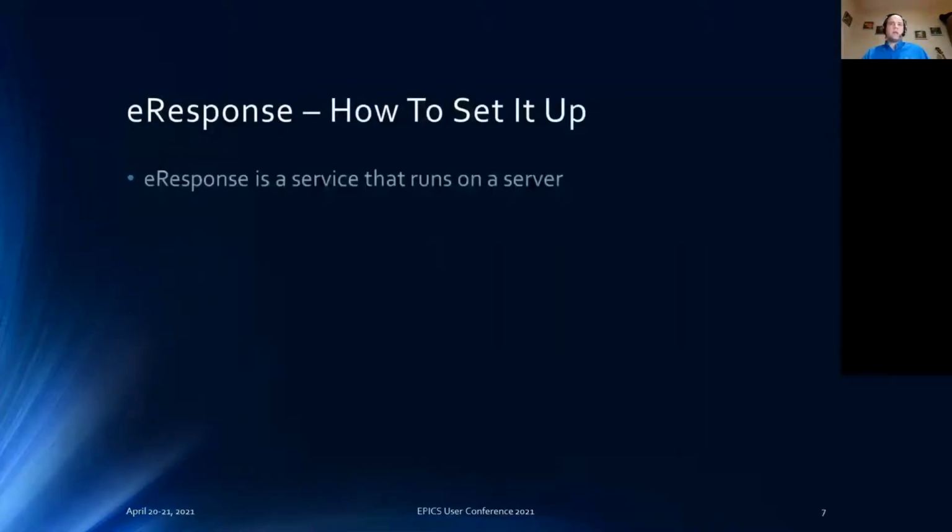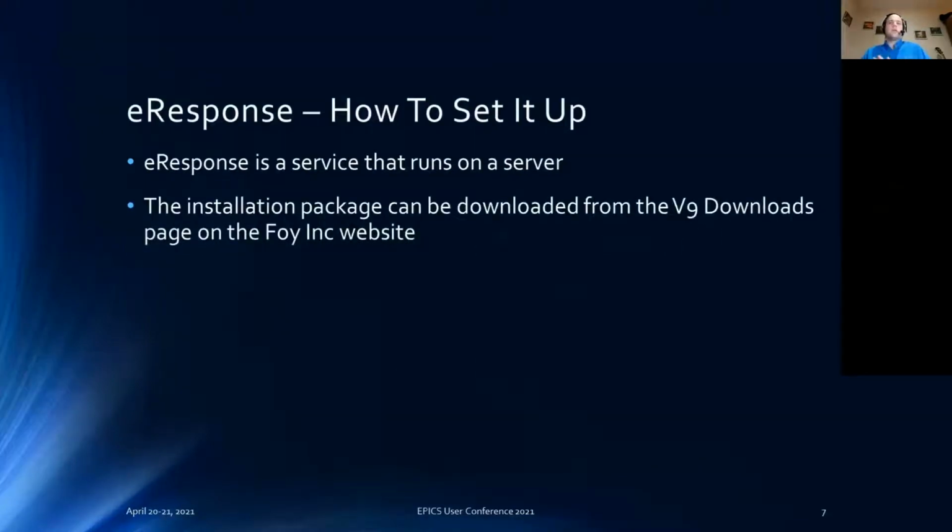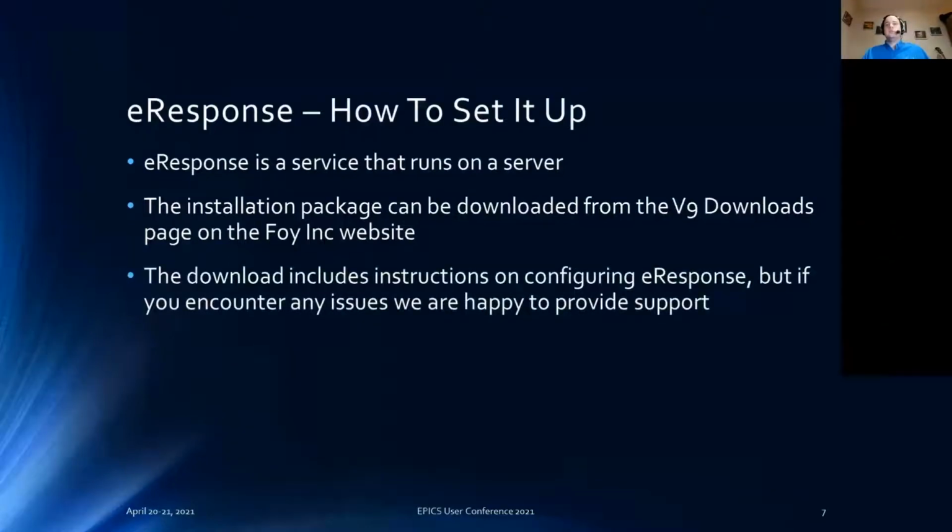So the way that you set up e-response is that e-response is a service that will run on your server. It is separate from EPICS. You download the installation package from the FOI website on the V9 downloads page. I believe it is at the bottom under EPICS services. You download the e-response file, which is a .zip, which contains instructions on configuring e-response. And hopefully those instructions should give you all the knowledge you need in order to set up e-response.